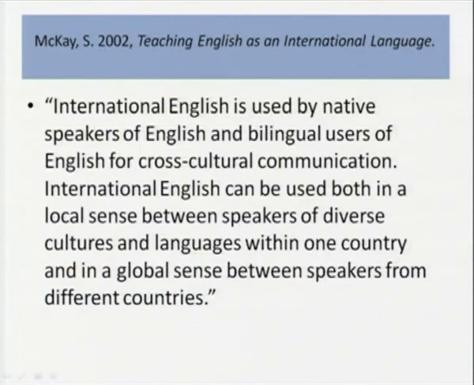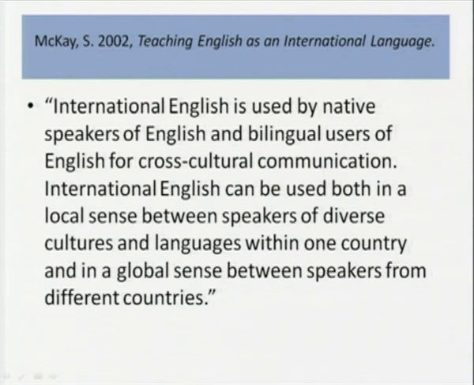Now, let us look at S. McKay. Again, we are talking about the teaching of English as an international language, and even in the case of Barbara Seidhofer, as we found a while ago, the non-native plurilingual teacher is also going to be an important component in devising such a language.